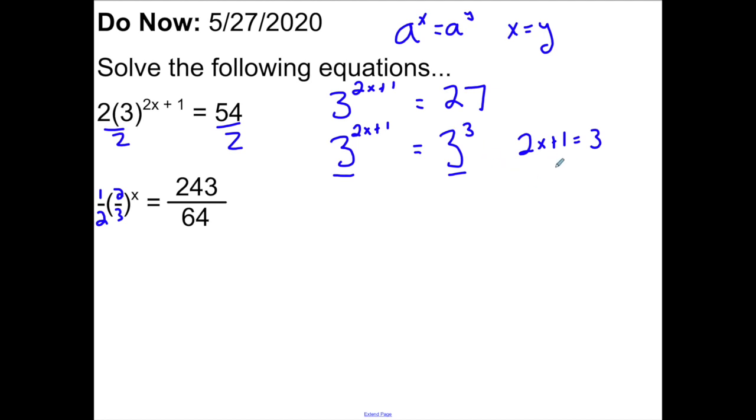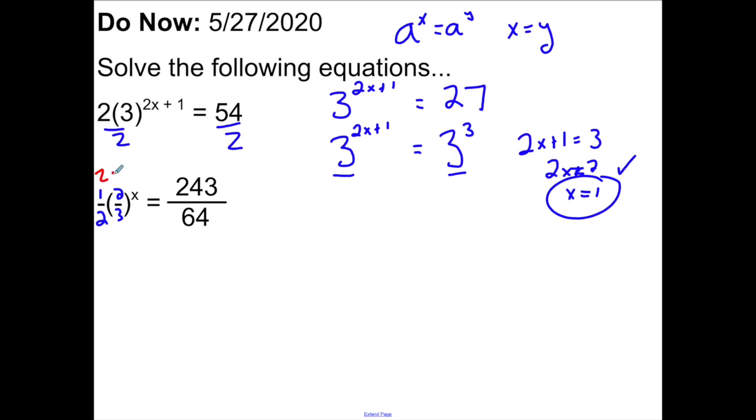Okay, so if 2x plus 1 is 3, then subtracting gives us 2x equals 2, so x is equal to 1. Checking our work, 2 times 1 is 2, plus 1 is 3, 3 cubed is 27, and 2 times 27 is 54. All right, so let's come on down to the next one.